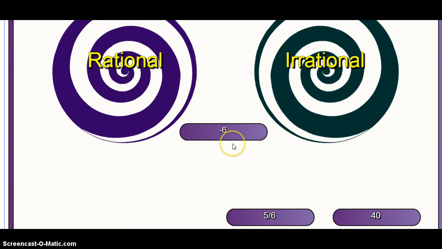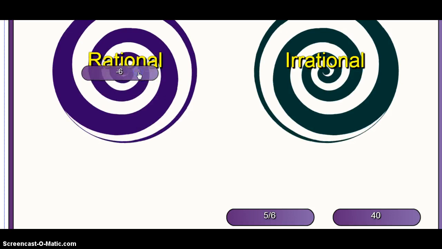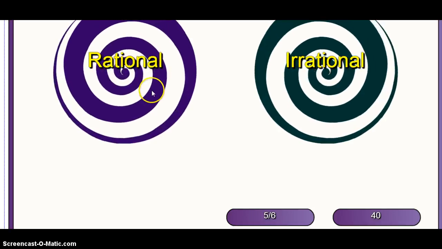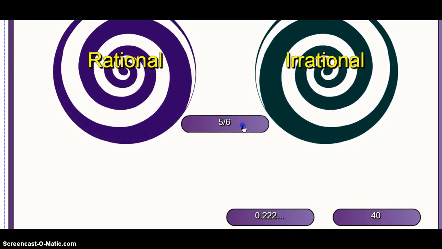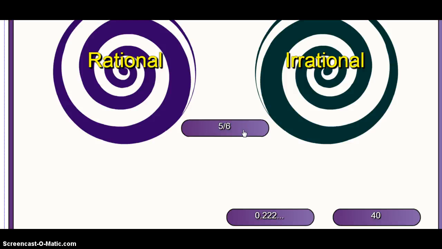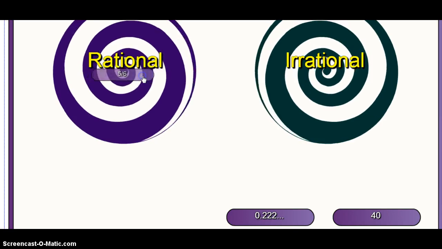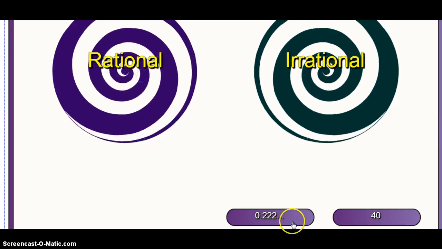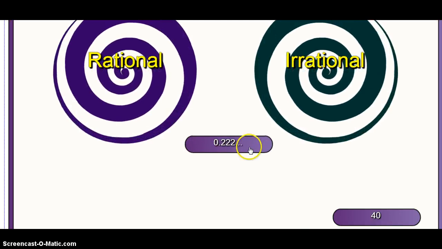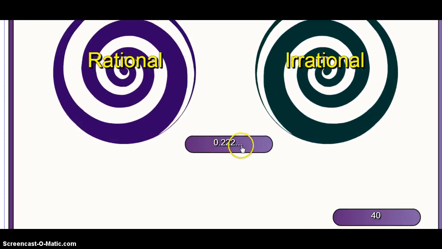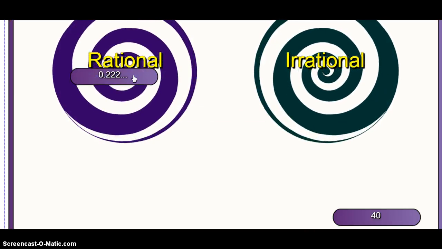-6, rational or irrational? Well, once again, that's going to be rational. We could write that as a fraction simply by just doing -6 over 1. That's a fraction. Therefore, it's rational. 5/6. Alright, that's a fraction. Therefore, it's going to be rational, because remember, irrational numbers cannot be written as a fraction. So automatically, that will be rational. Okay. Here's another one that was covered up. 0.222... The 2's repeating. Once again, that's a repeating decimal. That means it has to be rational.